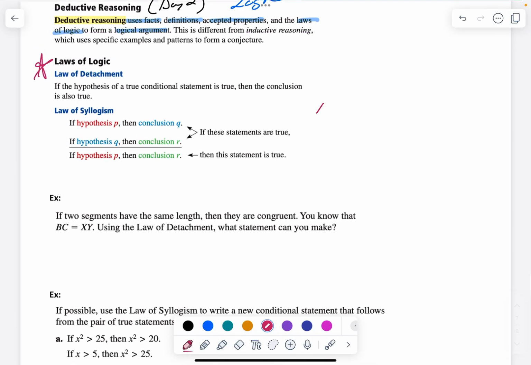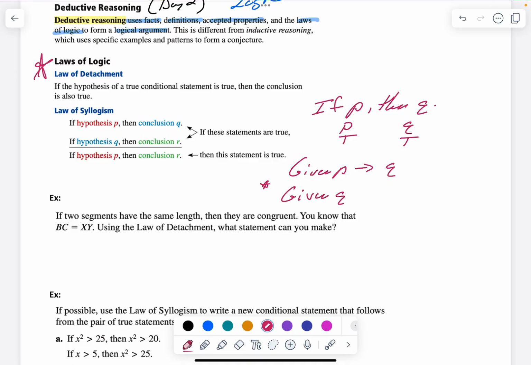In other words, like if P, then Q, okay? So if P is true, then Q is true. Done. And so then it usually says given P, we can assume Q. However, if you are given Q, you cannot assume P. And remember, our P implies Q only goes one way.